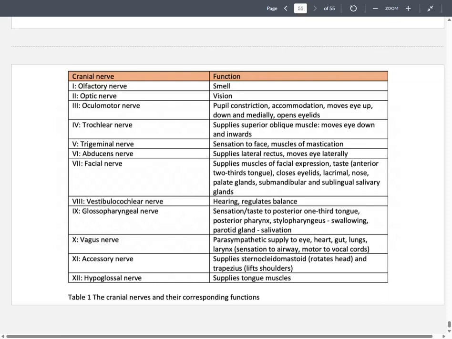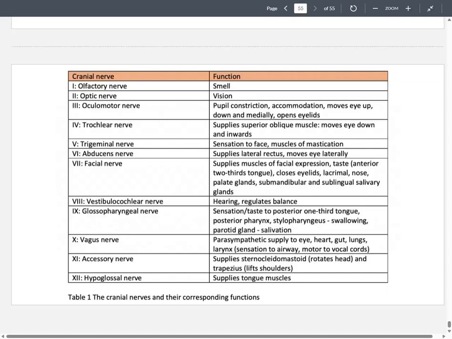Cranial nerve number 9 is known as the glossopharyngeal nerve. This is going to be your other third of your taste buds. It's also going to be involved with managing the posterior portion of your pharynx. It's going to be involved with swallowing. It's going to be involved with salivation.